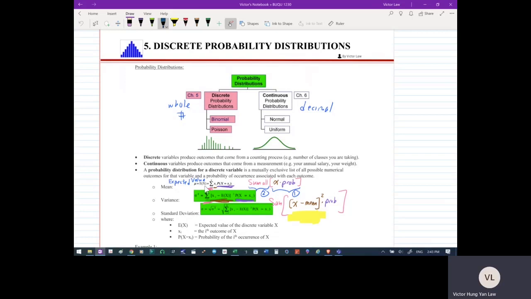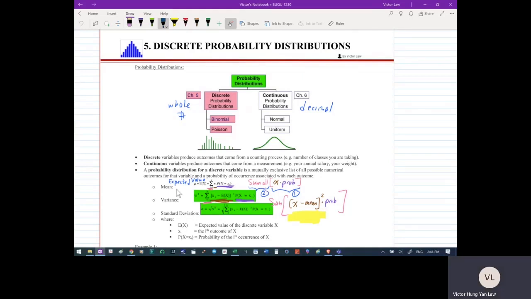The formula for the mean is the sum of all the x times P(X = x). So x is your x value, and P(X = x) is your probability. What we're doing is taking each of the x values times its probability. Once we do that, we add them all up, and that's your mean. That's your expected value.